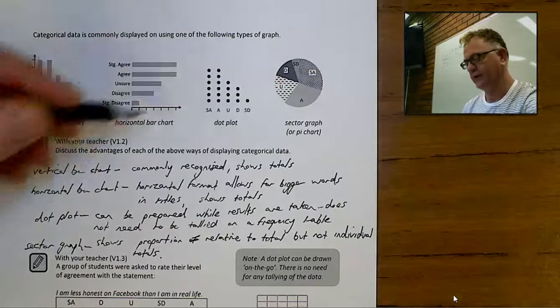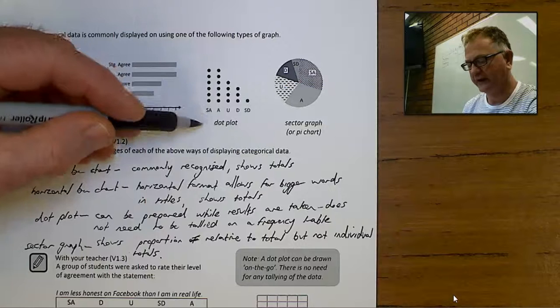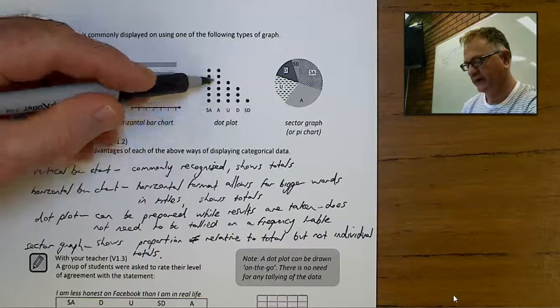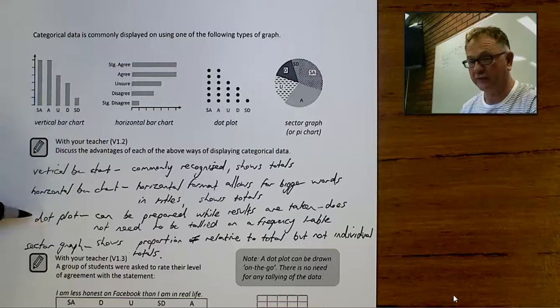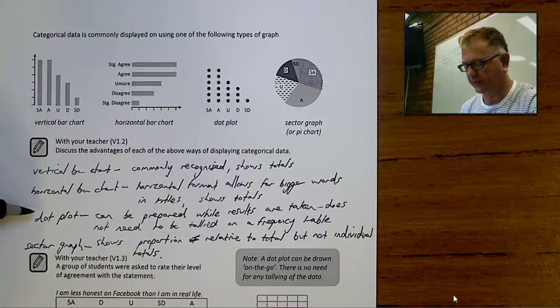If you get one particular answer, you can put a little X, and you can build your graph up while you're doing the survey. You don't have to, at the end of it, tally all your data up on a frequency distribution table.